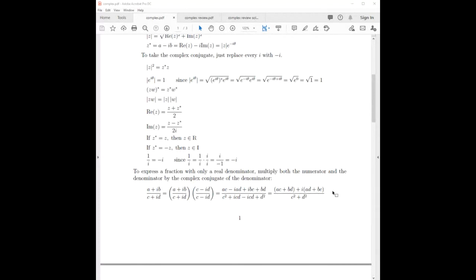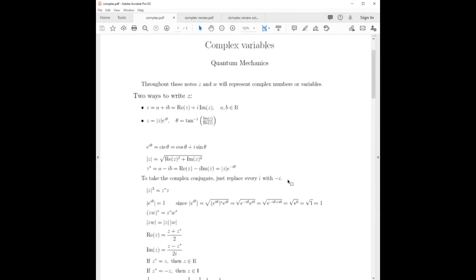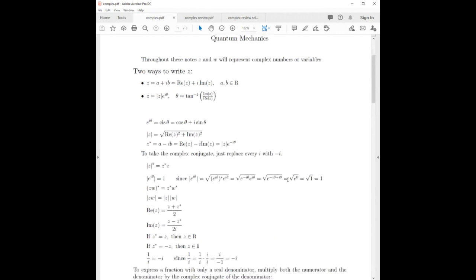Yes, Harry. Why e to the i theta? Why the power exponent of e?